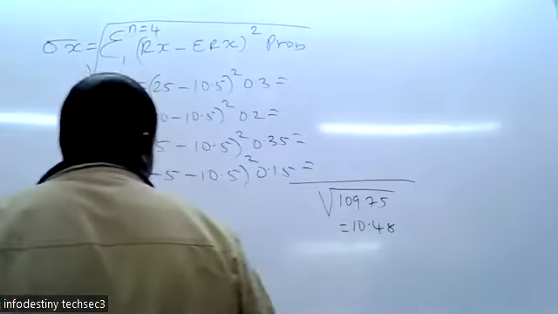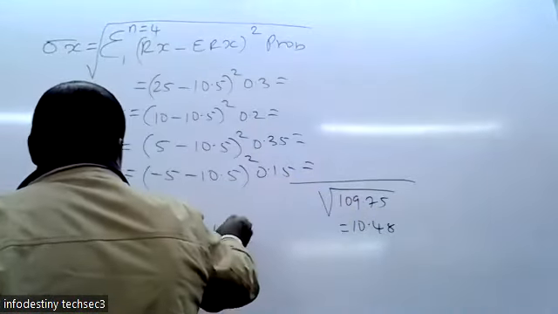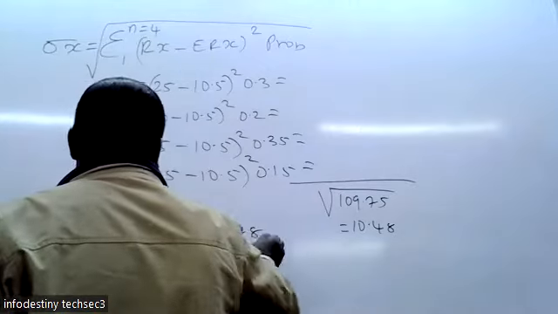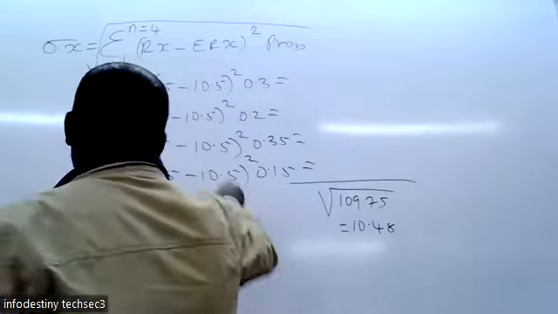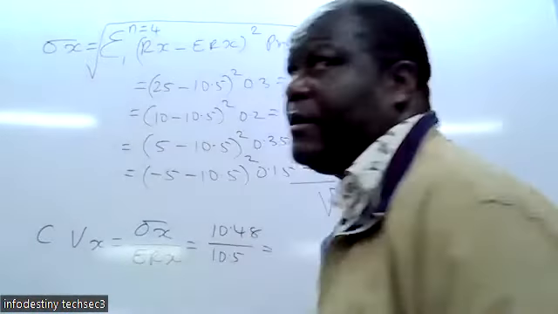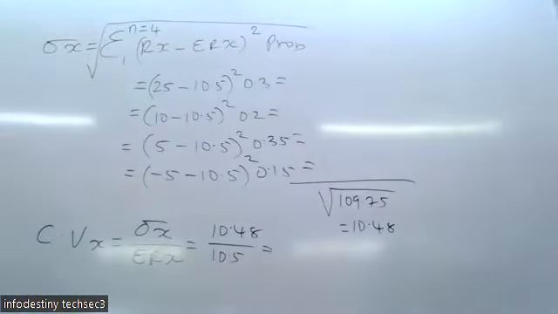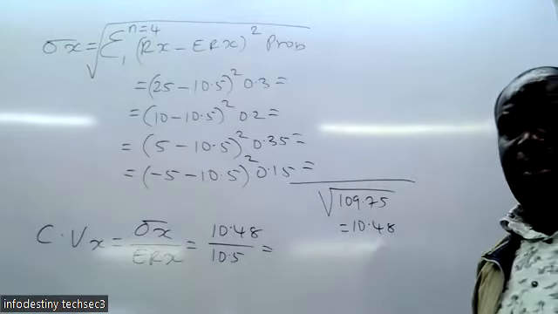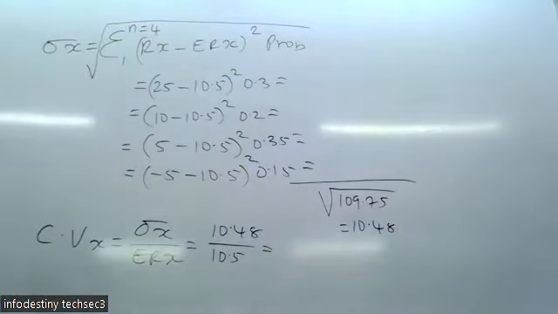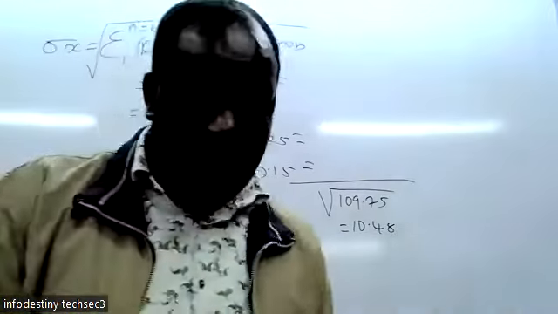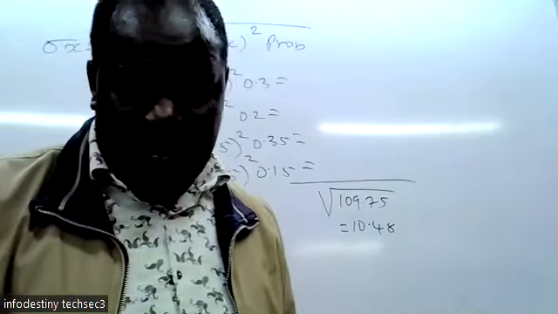So the standard deviation for x is 10.48. The expected return for x is 10.5. We have already calculated that expected return. So now you come up with the coefficient of variation. That now should give us the coefficient of variation.